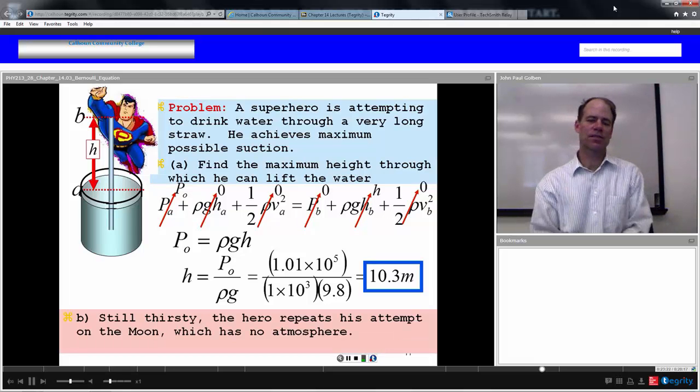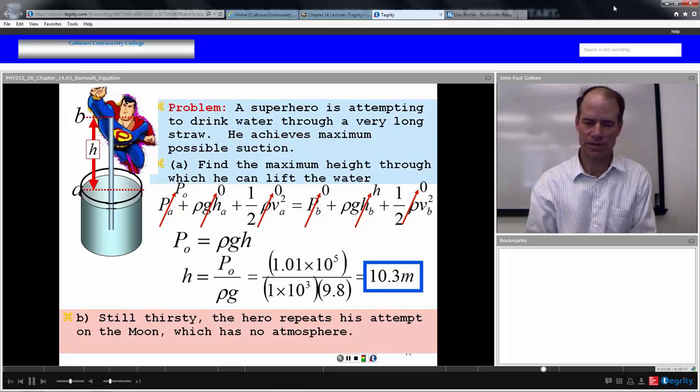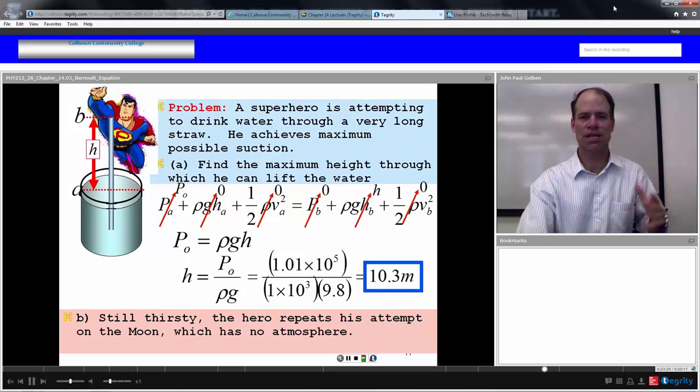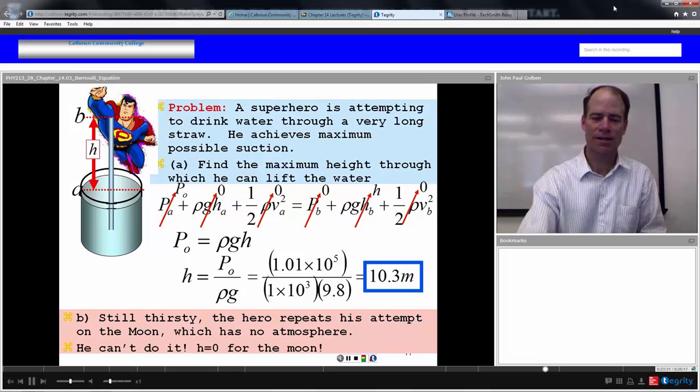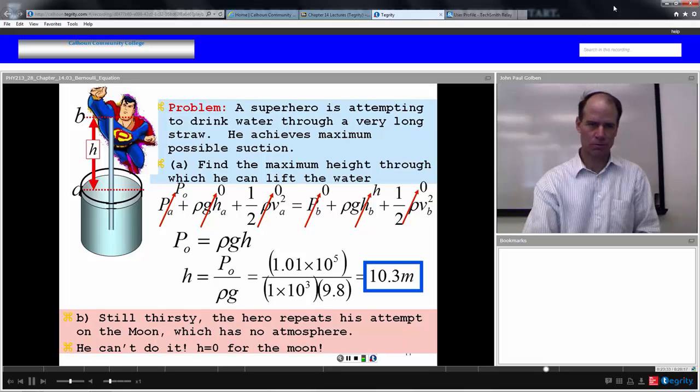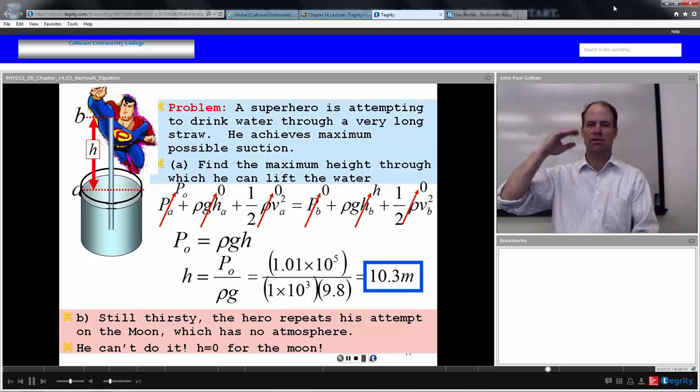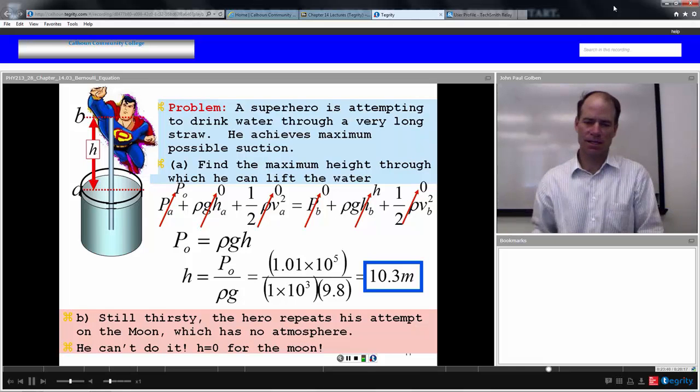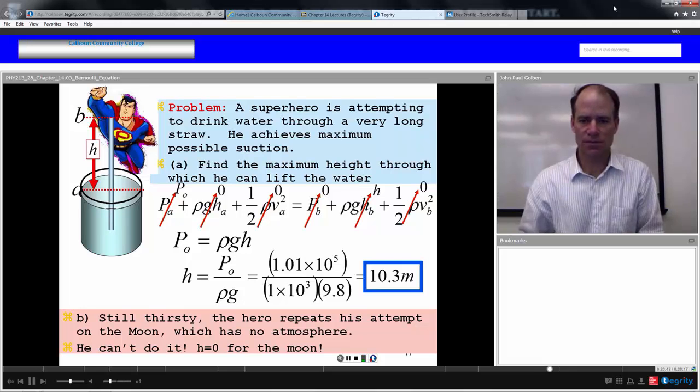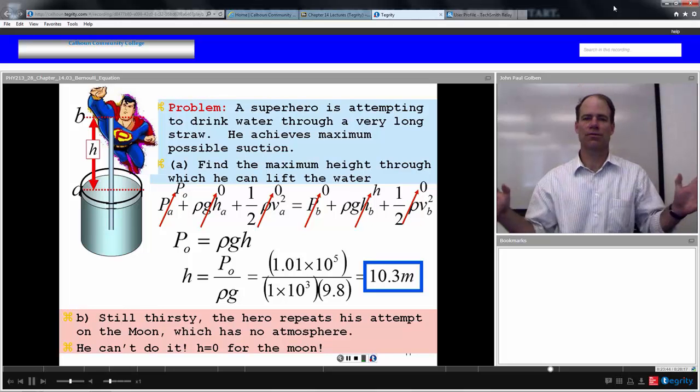Still thirsty, the hero repeats his attempt on the moon, which has no atmosphere. Well, if you go to the moon, which has no atmosphere to help you out, then you would not be able to pull any fluid through the straw. You wouldn't be able to achieve a pressure difference on the two sides, and hence no distance as far as the fluid movement, 0 for the moon.